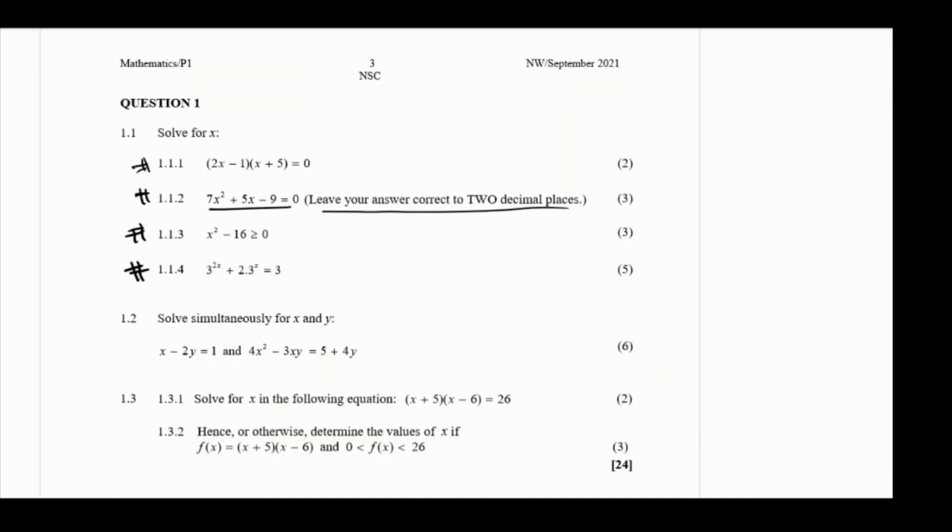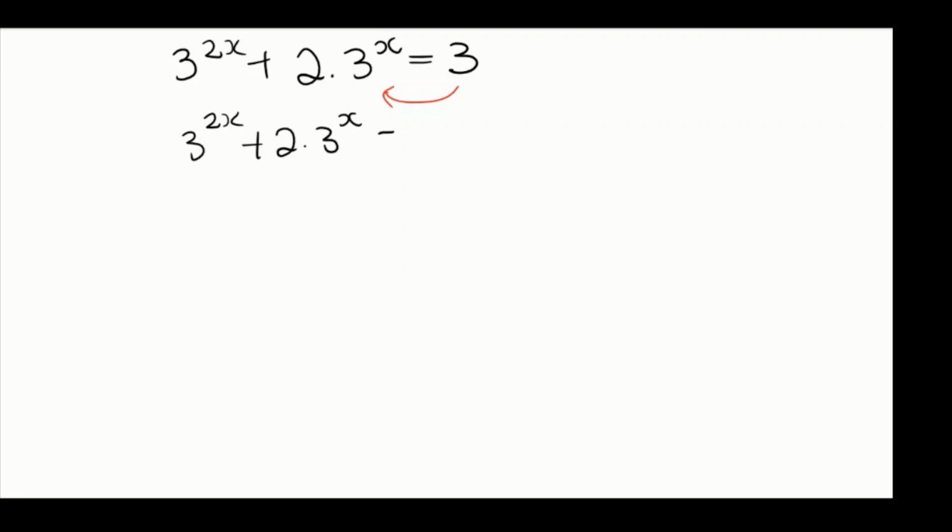So now we're going to solve 1.1.4. We solve for x for this expression here. We have 3 to the power 2x plus 2 multiplied by 3 to the power x being equal to 3. What we're going to do is transpose the 3 to the other side, and we're going to have 3 to the power 2x plus 2 times 3 to the power x minus 3 is equal to 0.